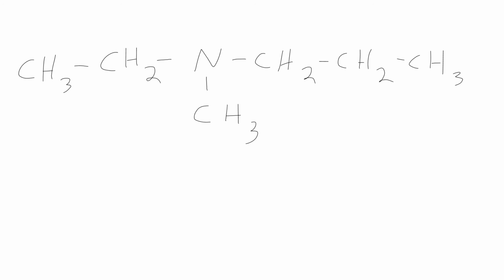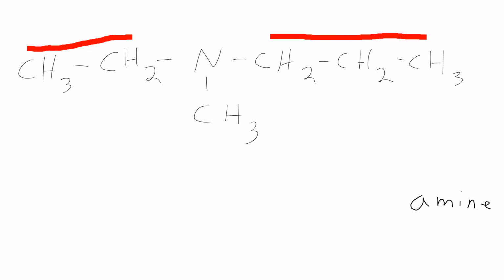For an amine, we're going to start with the amine ending. That's just amine as a separate word. And now we name the groups that are hanging off. If we look at the groups that are hanging off, on the left-hand side, I have CH2, CH3. That's 2 carbons. That would be an ethyl group. On the right-hand side, I have 3 carbons. That would be a propyl group. And down below, I have a 1 carbon group. That would be a methyl group.